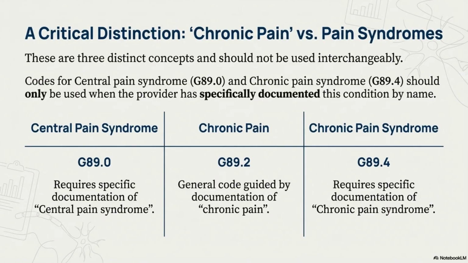G89.4, chronic pain syndrome. Chronic pain accompanied by significant functional impairment, psychosocial impact, and behavioral changes. As medical coders, we don't assign these codes based on clinical criteria, we assign them only when the provider documents the exact term. Central pain syndrome and chronic pain syndrome require specific documentation of those phrases, while chronic pain is coded simply when the provider states the pain is chronic.